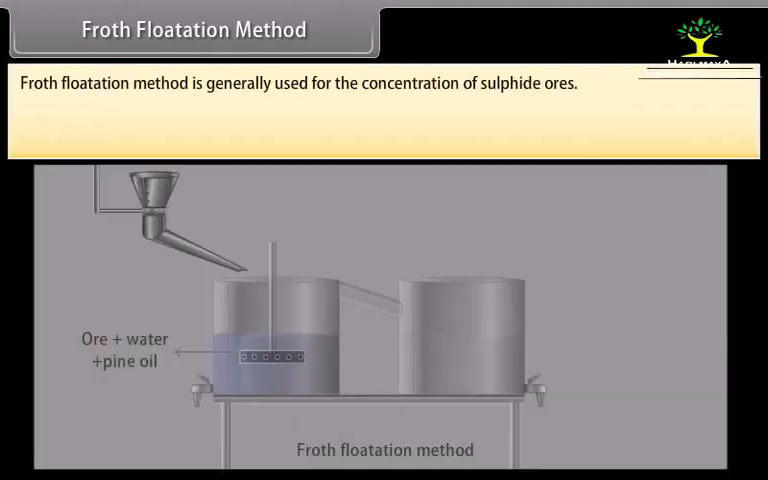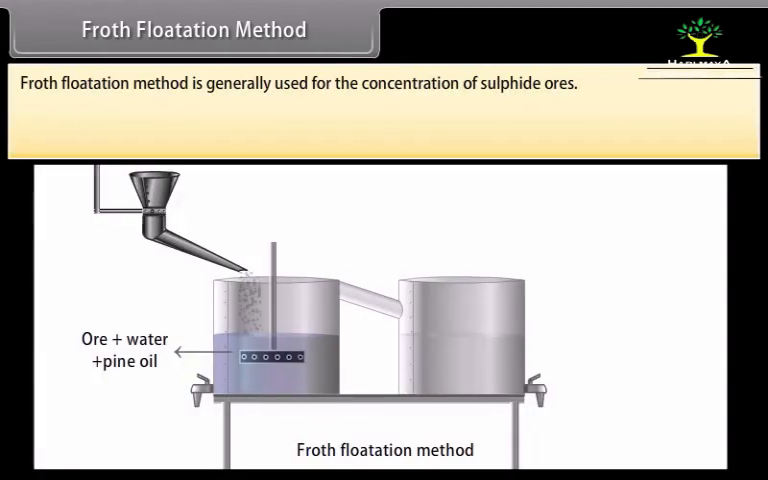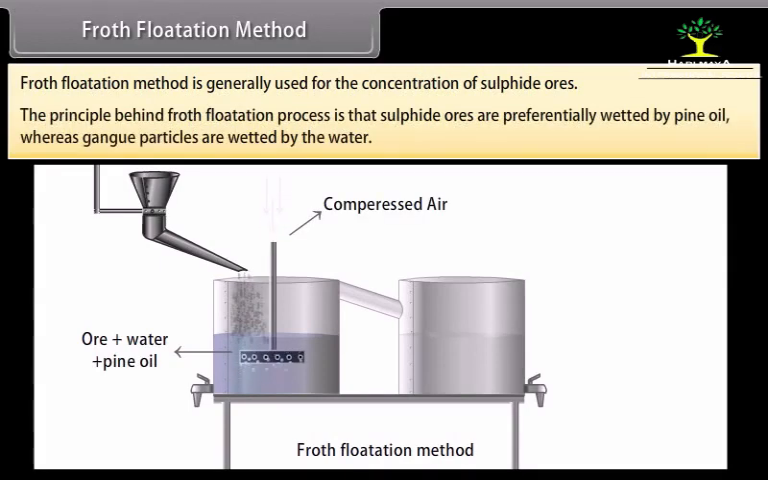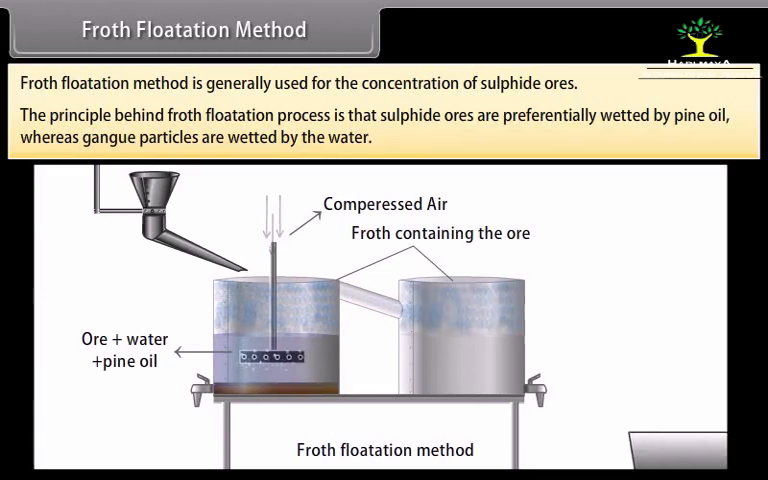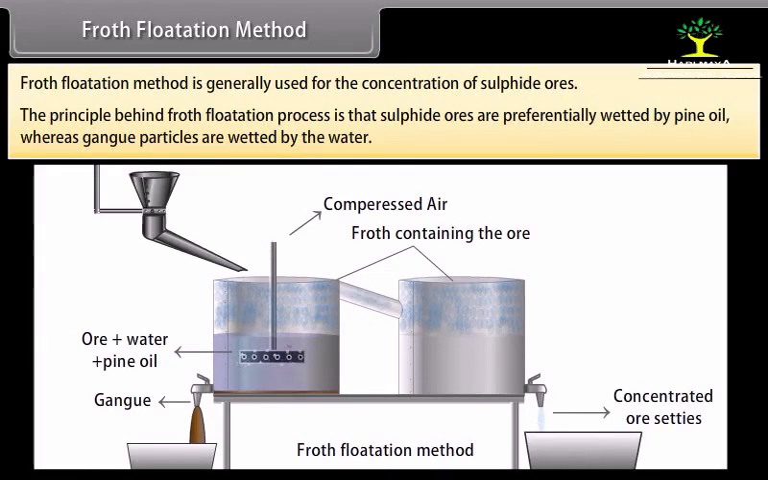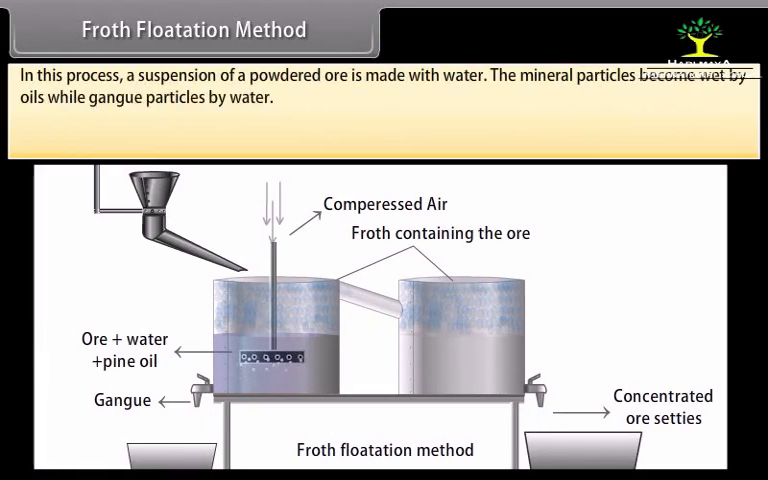Froth flotation method. This method is generally used for the concentration of sulfide ores. The principle behind the froth flotation process is that sulfide ores are preferentially wetted by pine oil, whereas gangue particles are wetted by water. In this process, a suspension of a powdered ore is made with water.